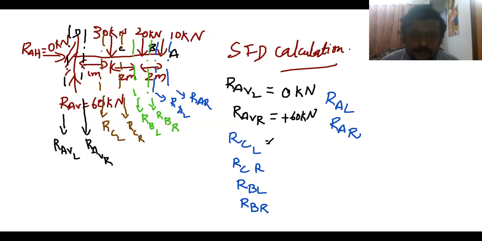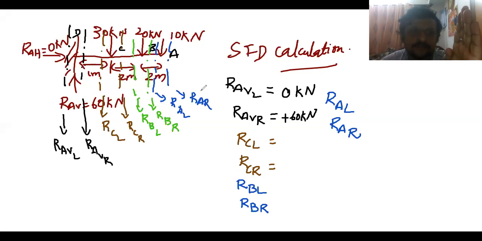Now coming to your RCL. RCL, okay, and RCR. If I place my hand at RCL, what's happening? There's no other force to the left. There's only one force, which is 60 kilonewton, which is going up. So it will be added up. So it will be plus 60 kilonewton to the left. Place it like this and view to the left. So that is RCL.